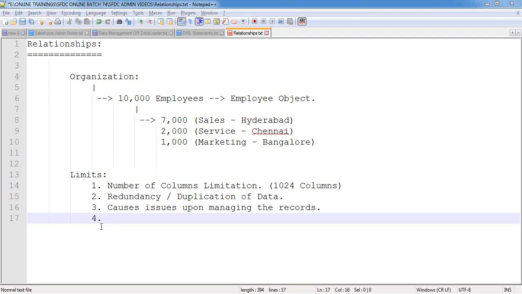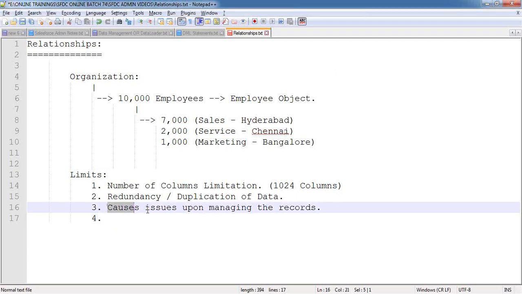Now, the third problem it causes is upon managing the records inside those objects. The user has to enter the data in all the fields upon creating a record, which will take more time. In this case, the users may not always have the patience to enter the data in all the fields. That is the first problem here.